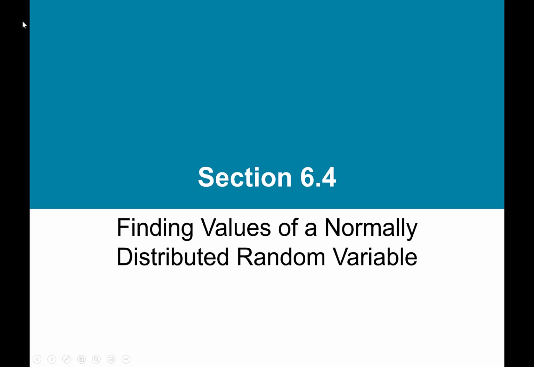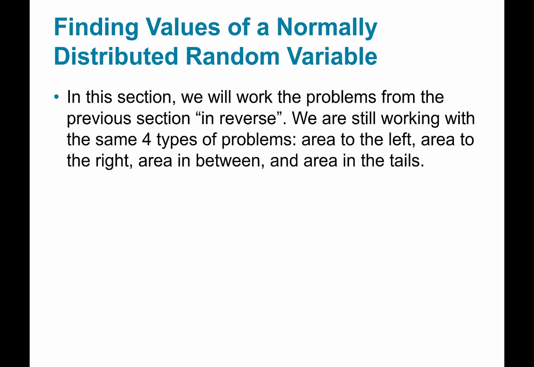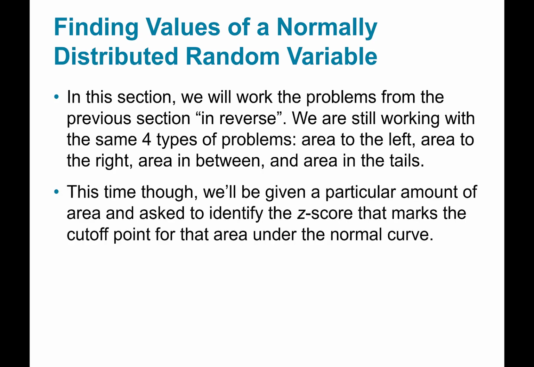In this section, we're going to look at how we find values of a normally distributed random variable. So essentially what we're doing in this section is we're working the problems that we've done in the past in reverse. So we're still looking at the same four types of problems: either area to the left, area to the right, area in between, or area in the tails. But the difference is now we're going to be given a particular amount of area, and we have to identify the z-score or the raw score x that marks the cutoff point for that area under the normal curve. So in other words, we're starting with area now, and we've got to work backwards to find the value.